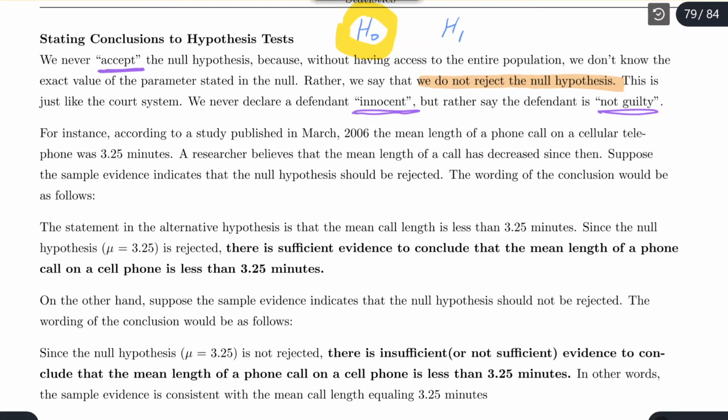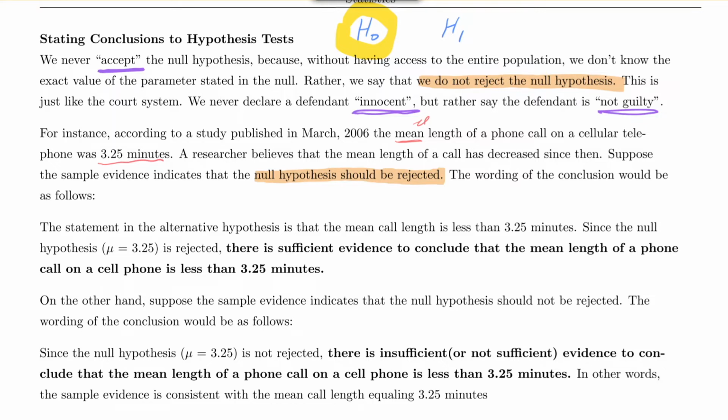So let's look at an example that I wrote here. According to a study in March 2006, the mean length, we're dealing with the mean length, of a phone call on a cellular telephone was 3.25 minutes. A researcher believes, alternatively, that the mean length of phone calls decreased since then. So suppose the evidence indicates the null hypothesis should be rejected. Again, this is something we're going to learn later, how to determine ourselves if it is rejected or not rejected. That's through some kind of calculation with formulas. Okay. But suppose it should be rejected.